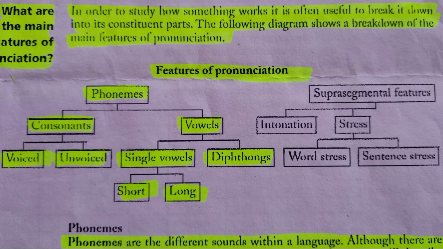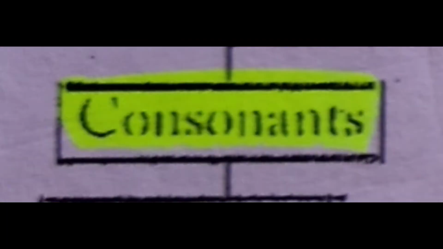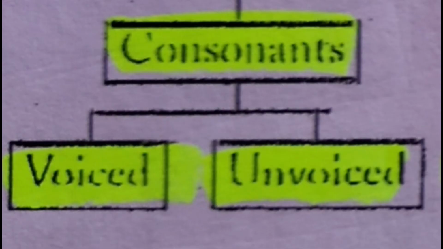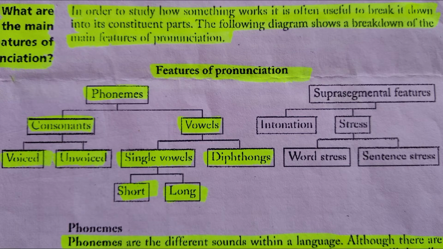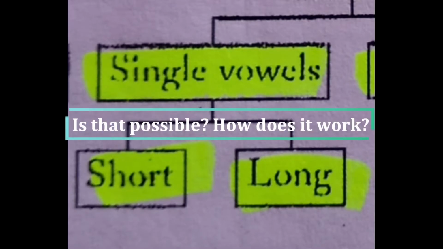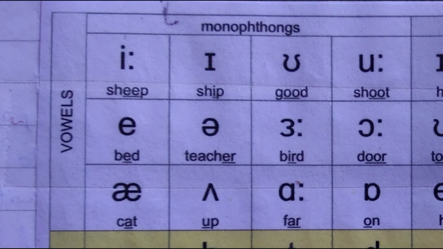So now we have talked about phonemes, consonants, vowels, voiced and unvoiced sounds, single vowels and diphthongs, and there's one more thing to talk about. If these single vowels are short or long. Yes, within these 12 monophthongs or single vowel sounds, we can distinguish between short and long vowel sounds. But how do you know that? Well, the long vowel sounds are those that have the length mark. Can you see the length mark on the chart? You have 5 vowel sounds that show you the length mark.